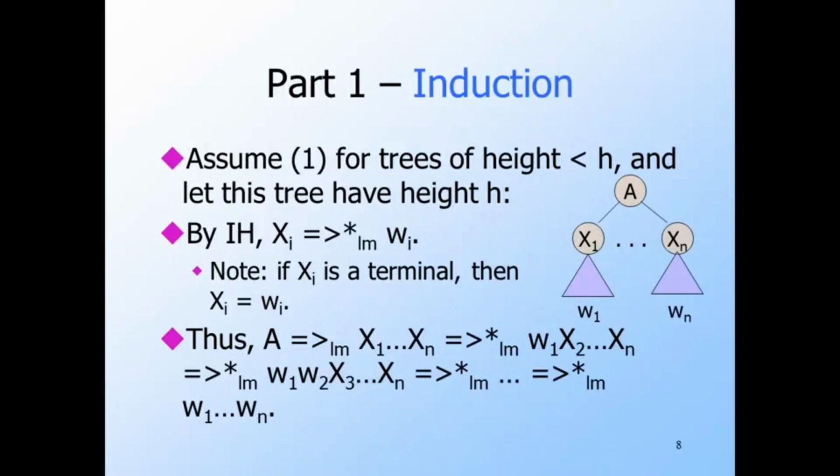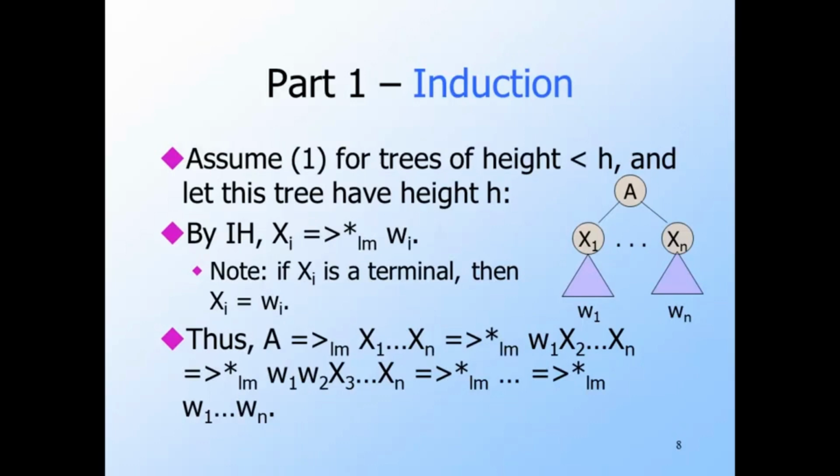For the induction, we'll assume statement 1 for height less than h and prove it for h. That is, we assume for every parse tree with root A and height of up to h minus 1, there's a leftmost derivation of its yield from its root. Now let's look at a parse tree of height h. The case h equals 1 is the basis, so h is at least 2. Thus, the production used at the root has at least one variable on its right side.